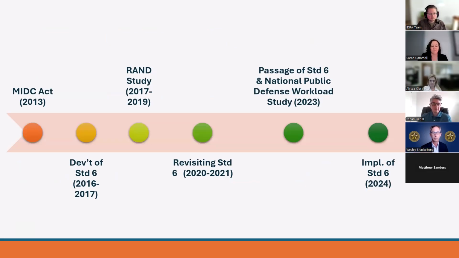And so it's been kind of an interesting timeline here if you think about the way that these things have moved in all of the states and also counties that are here today. So in 2013, the Michigan Indigent Defense Commission Act was signed, and the commission created. That act very specifically lays out what the standards need to address. And one of those things is attorney workloads.